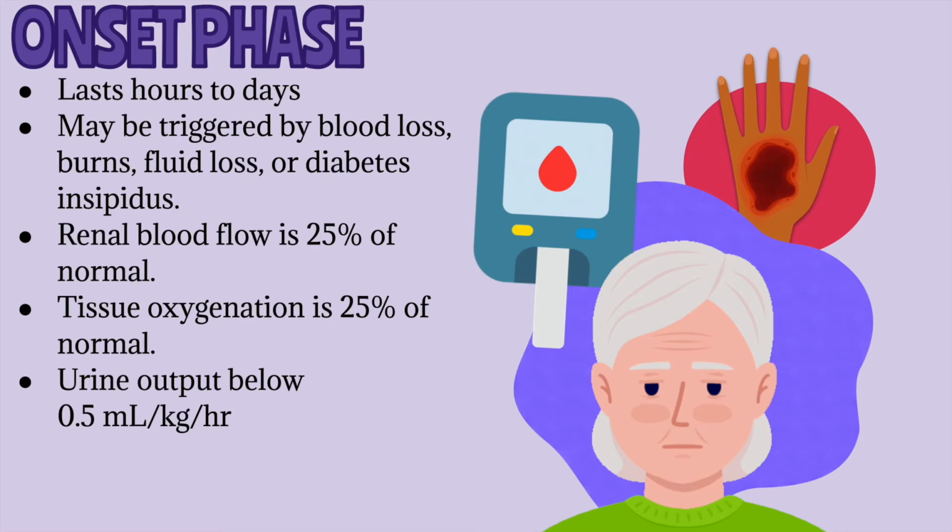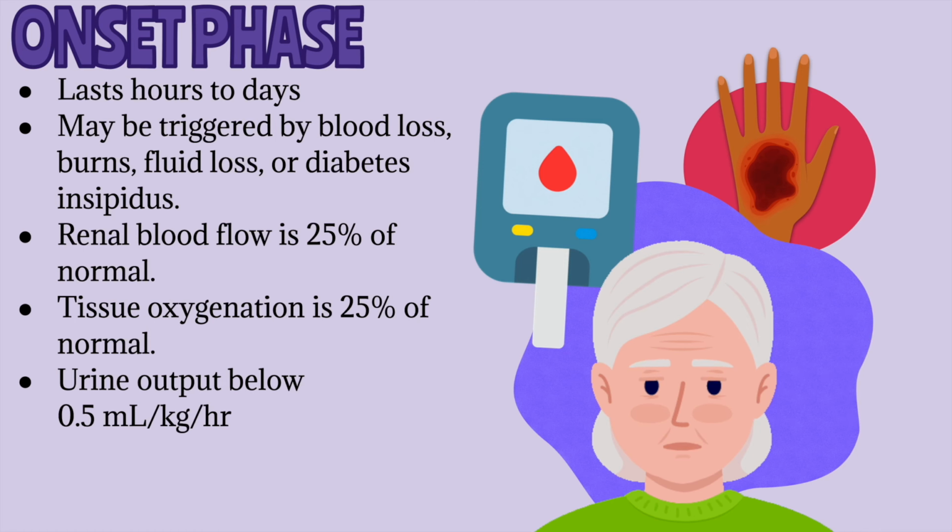Alright, let's start with the first phase of acute kidney injury, which is the onset phase. The onset phase can last anywhere from hours to days. Several factors could trigger the injury, such as blood loss, burns, fluid loss, or conditions such as diabetes insipidus.